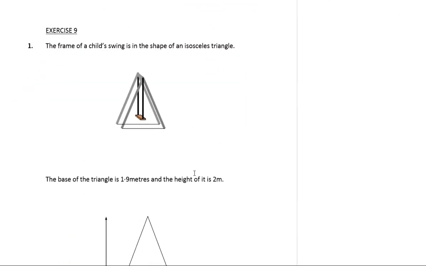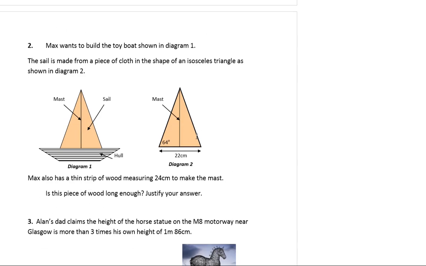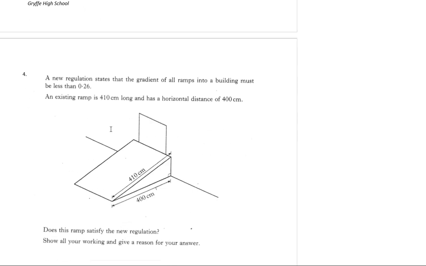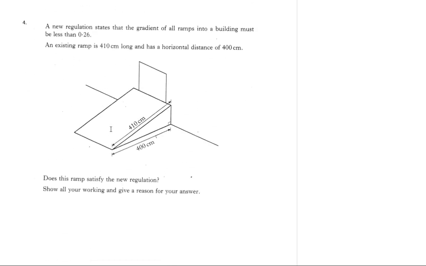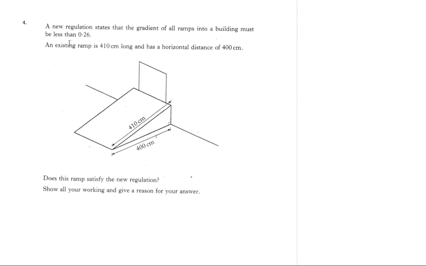Good stuff. There's some more complicated examples here. I might just do one of them. And then I think that's us finished. Yeah, I'll do this last question and then that's us finished the booklet. So let's look at this. A new regulation states the gradient of all ramps in a building must be less than 0.26. Draw this ramp. Does this ramp satisfy the new regulation? Show your working.